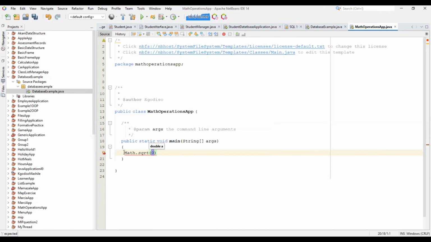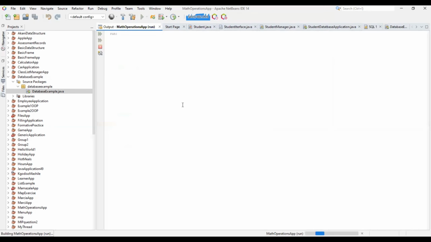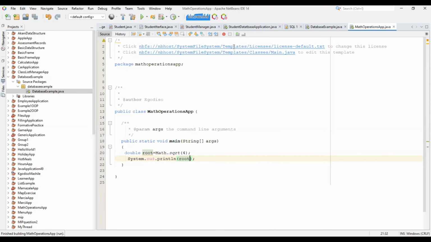But before I go, can I just quickly do this one? There's also a square root. You can get the square root of a 4. That should also yield a double. Let's call it root, and then System.out.println. Then we want to write the root inside here. That should be able to get the square root of a 4, which is a 2. And that's also one of the methods that is exciting about using the Math class.